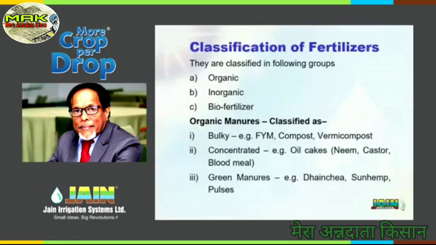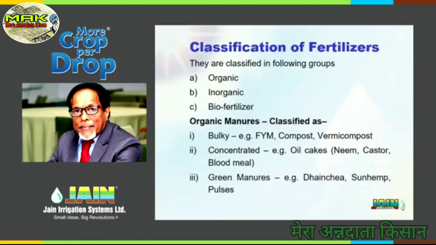but they add a lot of roughage, which is basically mainly carbon, to the soil. You have compost, you have concentrated ones, oil cakes, neem oil cake, castor oil cake, even animal blood from the abattoir is manure only.